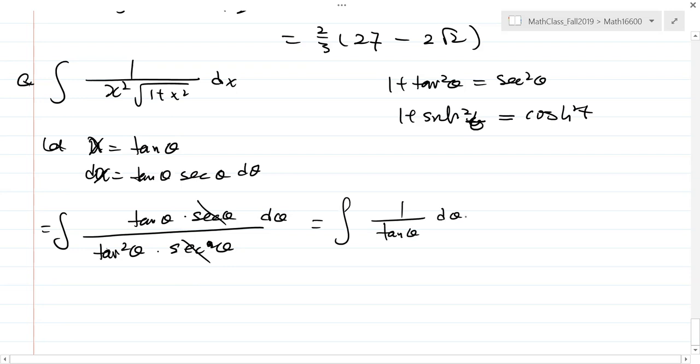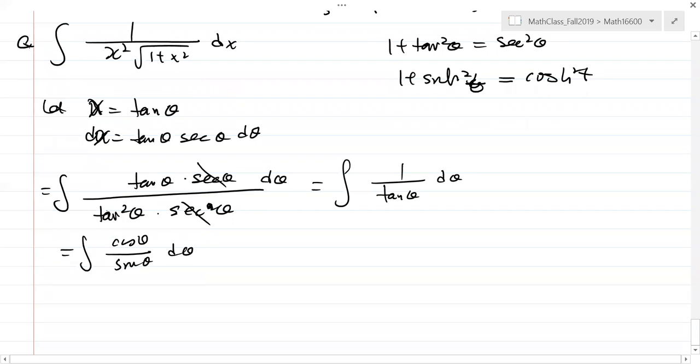And you will get only the integral here, 1 over tangent theta. But 1 over tangent theta is cotangent theta, right? It's cotangent theta, actually cosine theta over sine theta, d theta. And then use a substitution again. This you can simply write as the natural log of absolute value of sine theta, plus a constant. When you differentiate, you get sine theta in the denominator and cosine theta in the numerator.